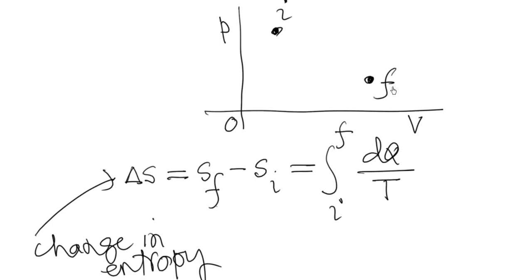Here Q is the energy transferred as heat to or from the system during the process, and T is the temperature of the system in kelvins. Thus an entropy change depends not only on the energy transferred as heat but also on the temperature at which the transfer takes place. Because T is always positive, the sign of delta S is the same as that of Q. However, there is a problem in applying this equation. What is the problem?